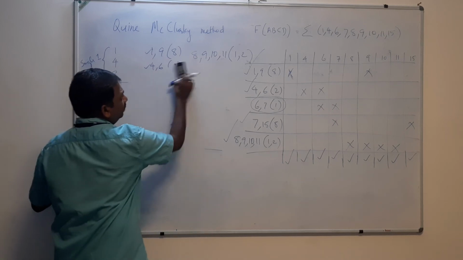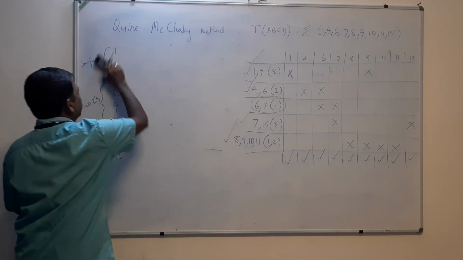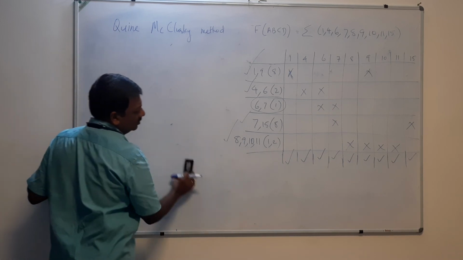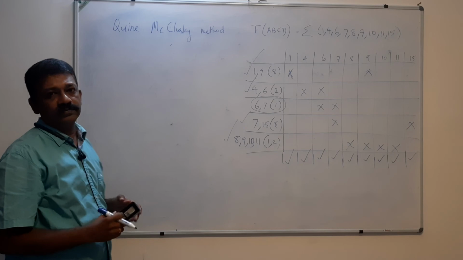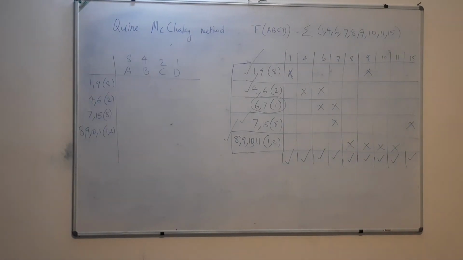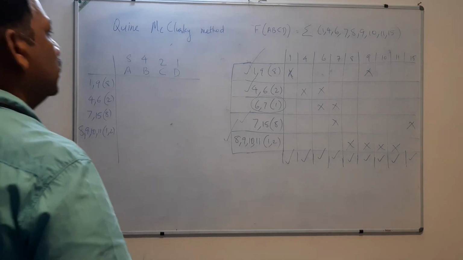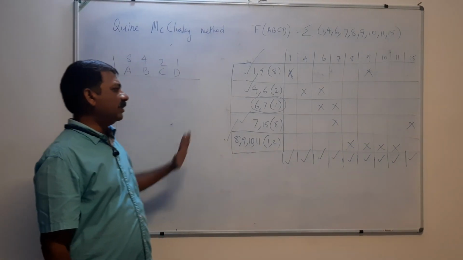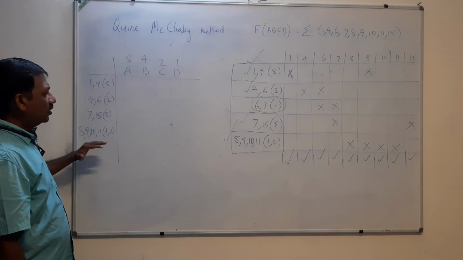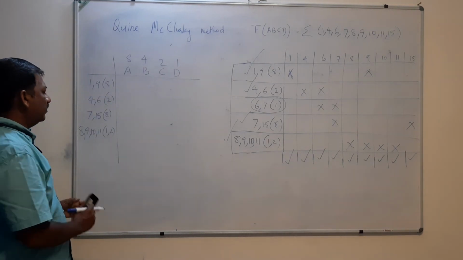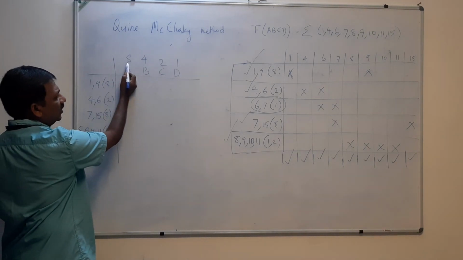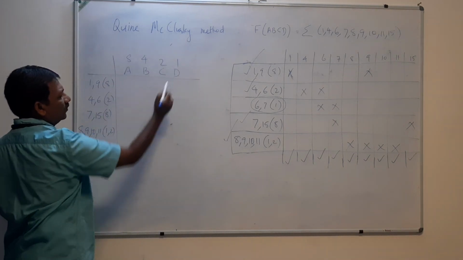With this you can generate your Boolean function. How to do that? After generating these prime implicants, you have to draw a table like this. Here you have A, B, C, and D. That means A stands for 8, B for 4, C for 2, and D for 1.